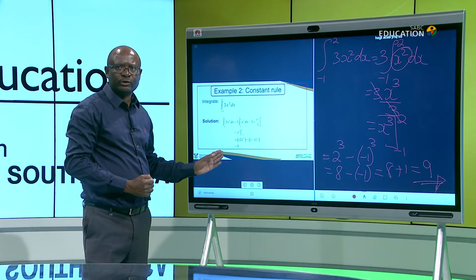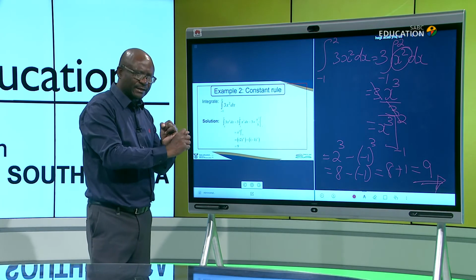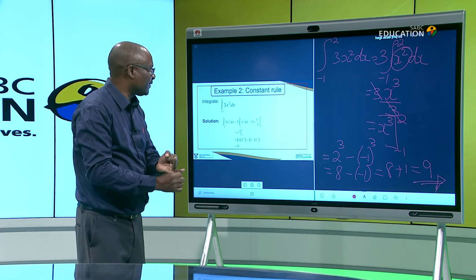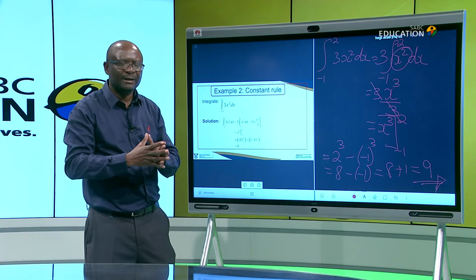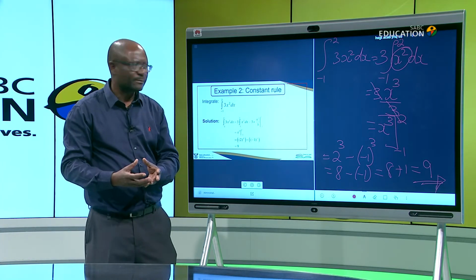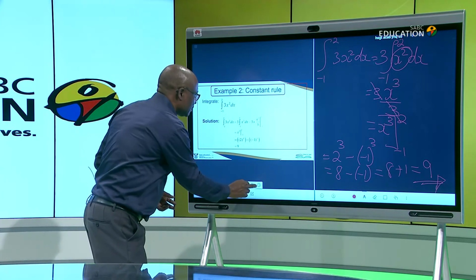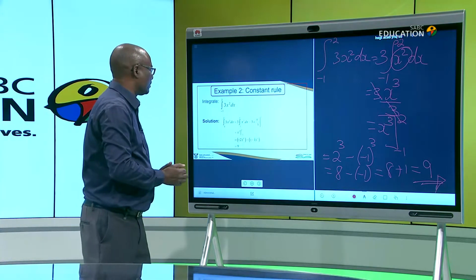This is how you should calculate it. Firstly, check if there's a constant, and multiply the function. Then where there's a function, you apply your normal integration procedures. Then let's look at example number 3.